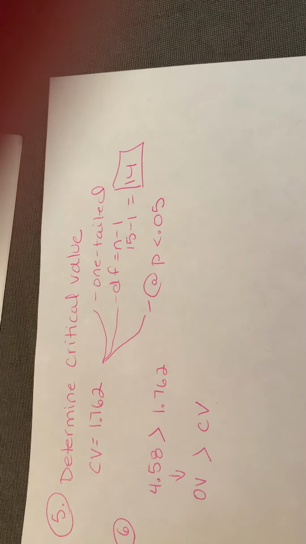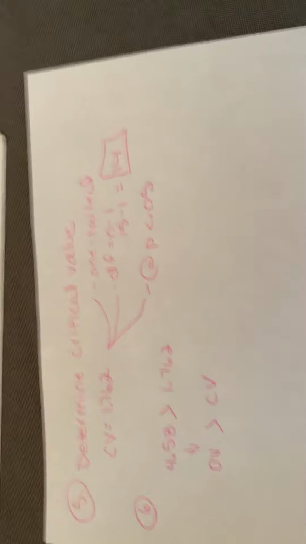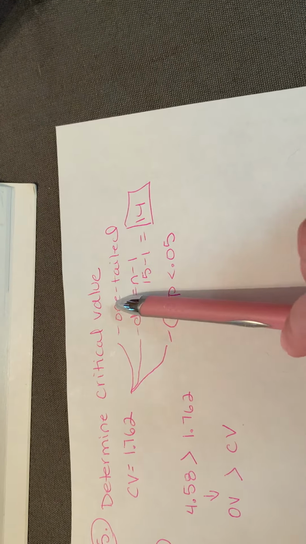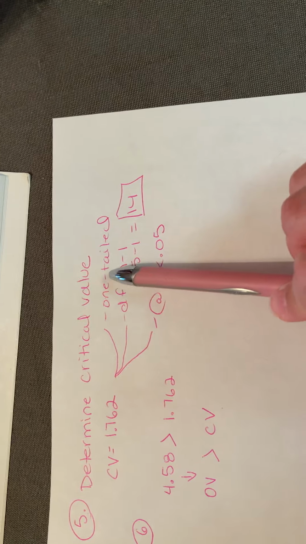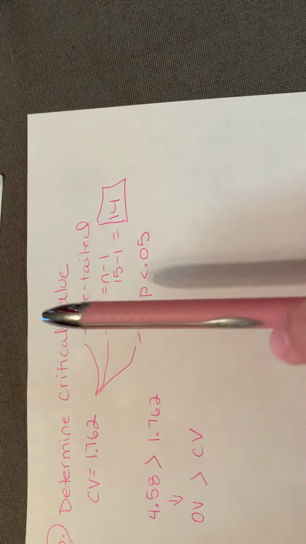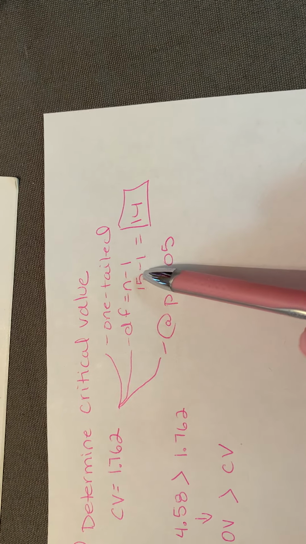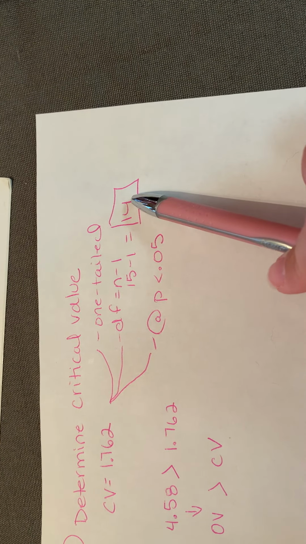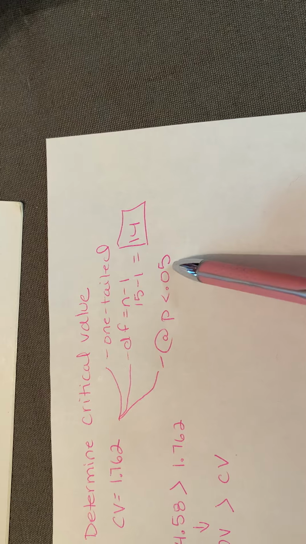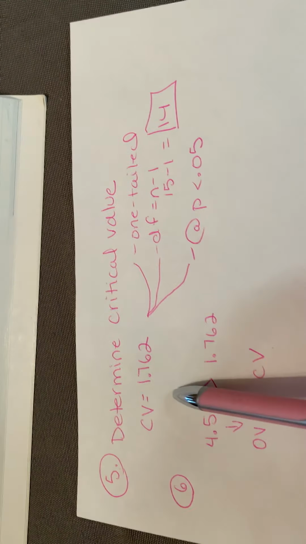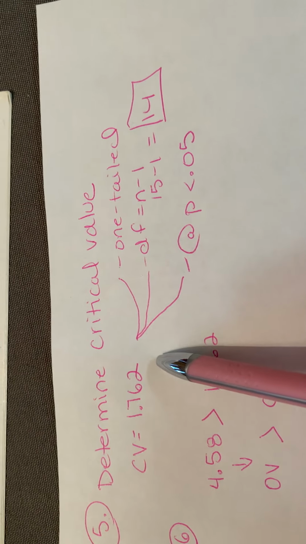So for step 5, we determine our critical value based on our hypothesis, which was a one-tailed or directional hypothesis, by our degrees of freedom, which was n minus 1, 15 minus 1 in this case, 14, and P less than 0.05. So our critical value was 1.762.